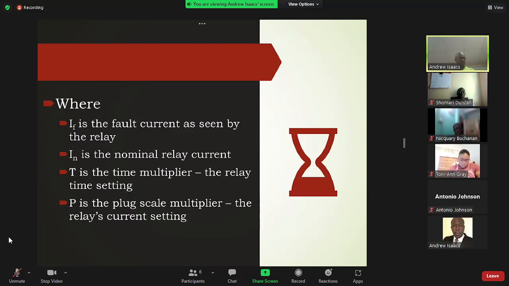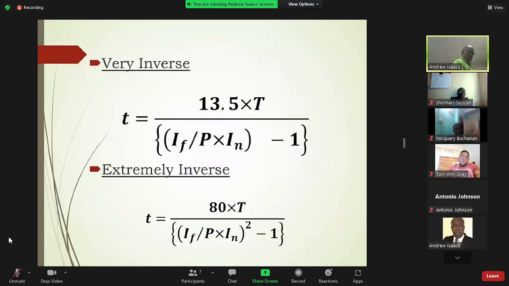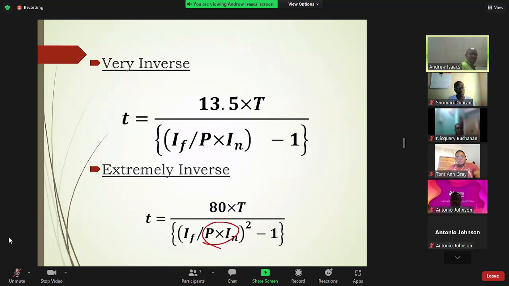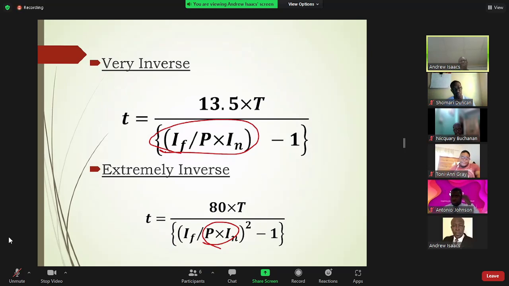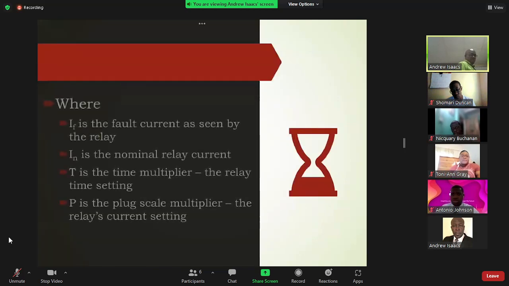Are you with me? So what we call here the plug scale multiplier, that's a sort of old term because we now know that we can get the plug setting directly from the relay. So we know the operating current of the relay. What the denominator is really giving you is the plug setting. And so IF over PIN would be giving you the multiplier in terms of what you are seeing during the fault. But I'm giving you the PIN because the example that we would use requires that information. But, you know, don't get too thrown off by it.